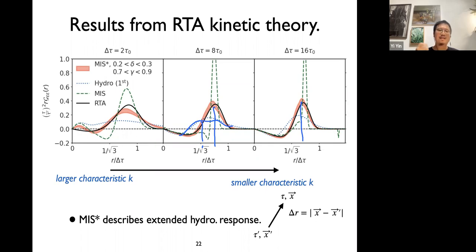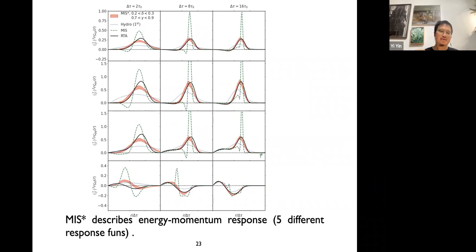So once again, what this means is, once we take into account the effects of the high frequency sound, we can also extend the description of the response function itself. So this slide just shows we can also compute other response functions, like the energy momentum, etc. And we can see in all cases, this extended series describes the response reasonably well.